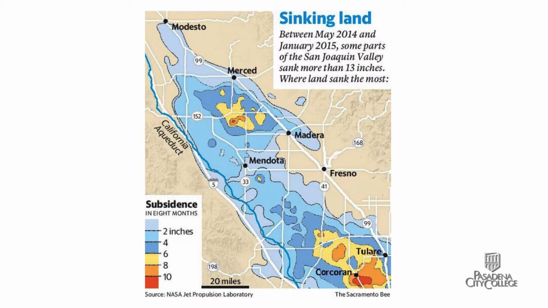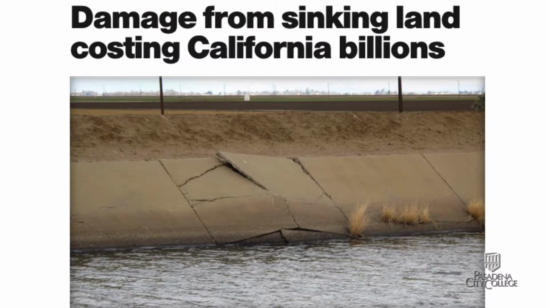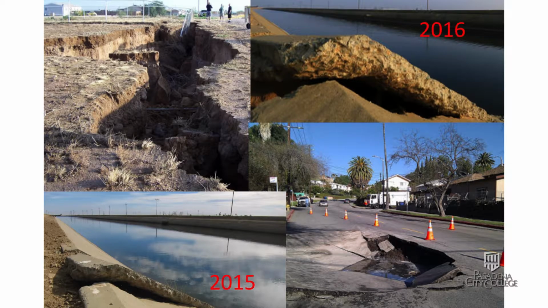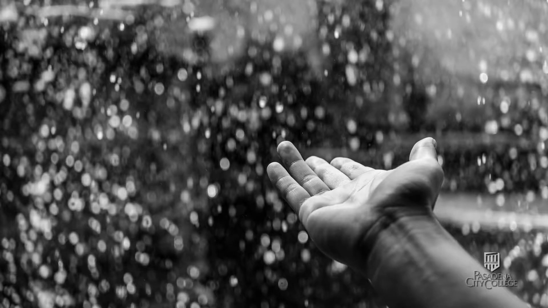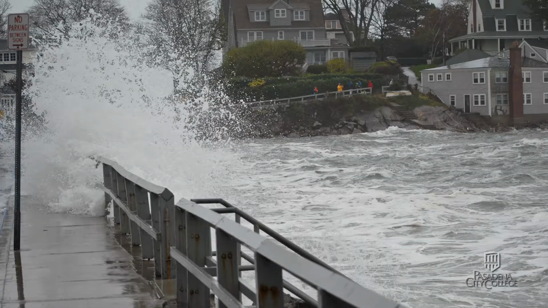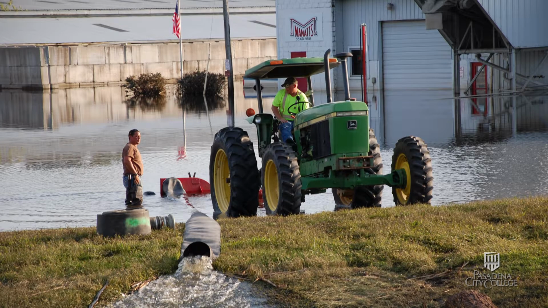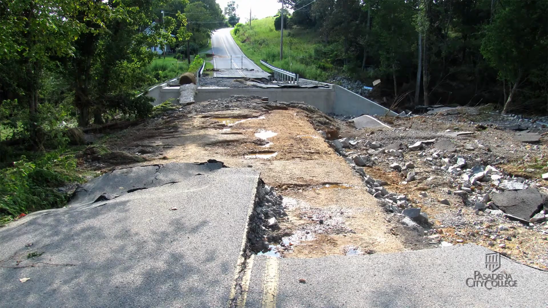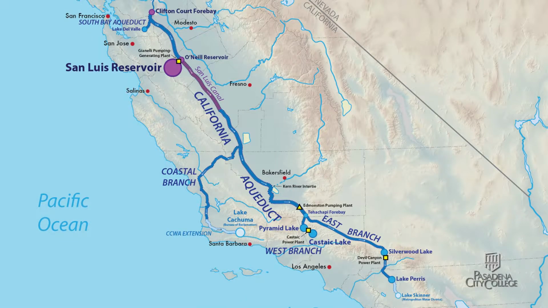Between May 2014 and January 2015, some parts of San Joaquin Valley sank more than 13 inches. This crack in the aqueduct increased in the span of just 1 year. Billions of dollars have been spent on repairs related to ground surface sinking. Ironically, as we pray for rain, rain might bring risk of serious flooding that would wipe out crops and threaten residents. There are also negative impacts from each of the water projects.